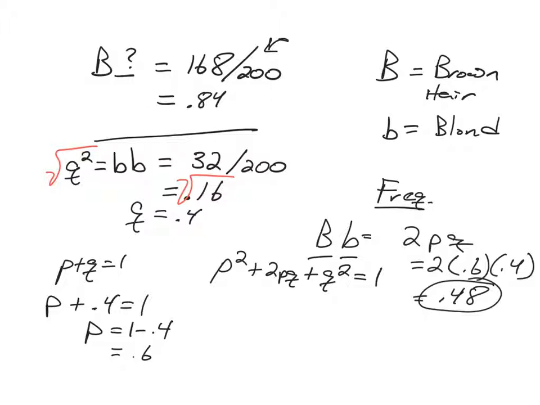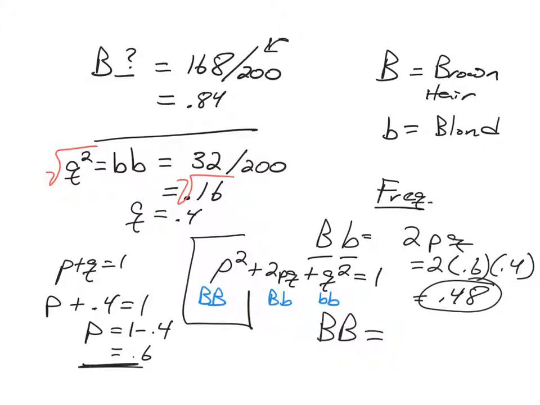What's the predicted frequency of the homozygous dominant? That's big B, big B. So remember, this is your big B, little b, this is your little b, and this must be your big B, big B. So how do I find big B, big B? It's 0.36 because you take P and you square it. Big B, big B is P squared. So it's 0.6 squared, which is 0.36. So it's 36% of the population.